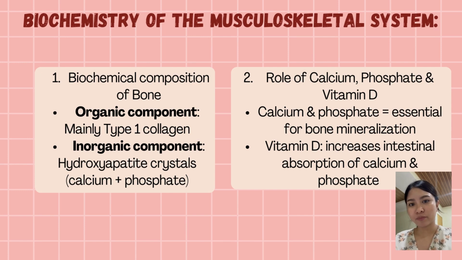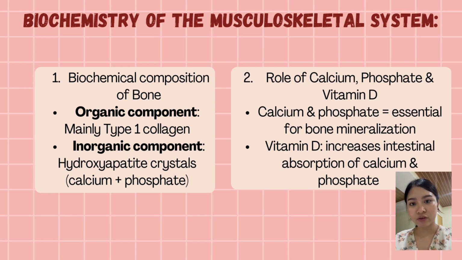Bone is composed of both organic and inorganic components. The organic components mainly consist of type 1 collagen, which provides flexibility and tensile strength to the bone. The inorganic component is made up of hydroxyapatite crystals, which are composed of calcium and phosphate. These crystals will give bone its hardness and ability to resist compression.